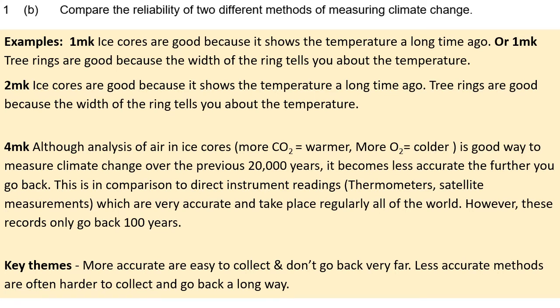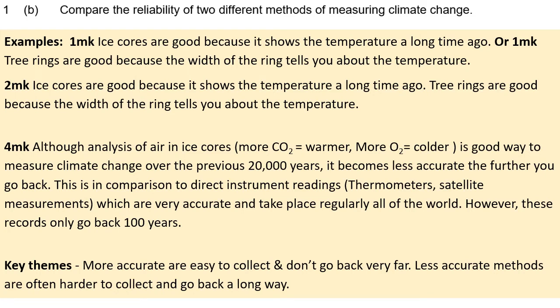So a 1 mark might be, ice cores are good because it shows the temperature a long time ago. That's just a simple answer. It doesn't really reference the reliability, but it shows an understanding of the method. Or maybe, tree rings are good because the width of the tree tells you about the temperature. Again, it's pretty simple. It doesn't tell us what about the temperature. So 2 marks would be maybe both of those together because you've got 2 simple points.